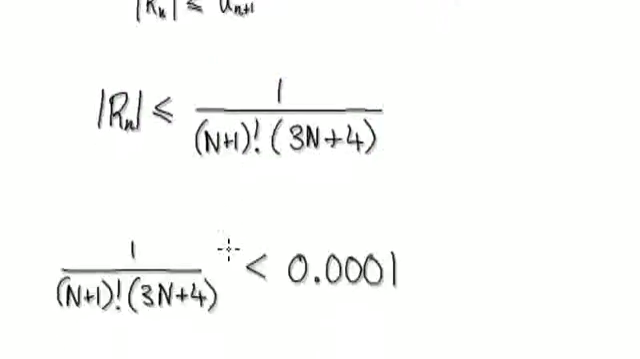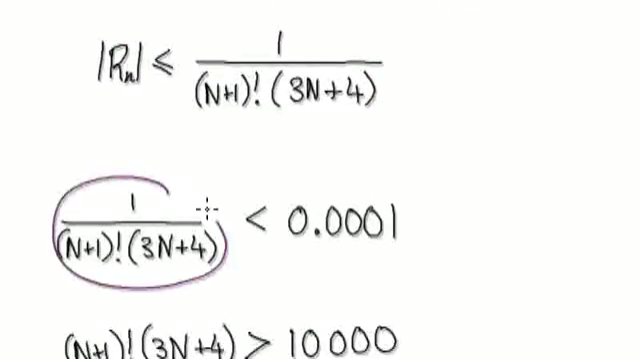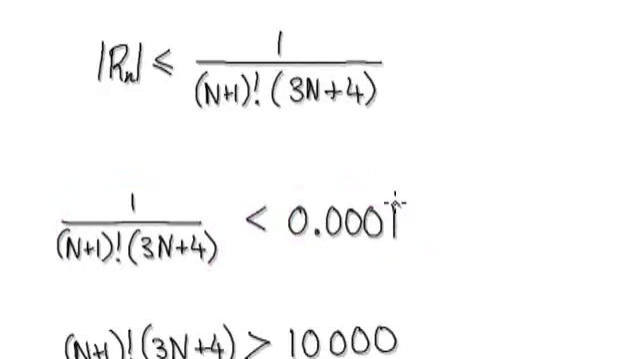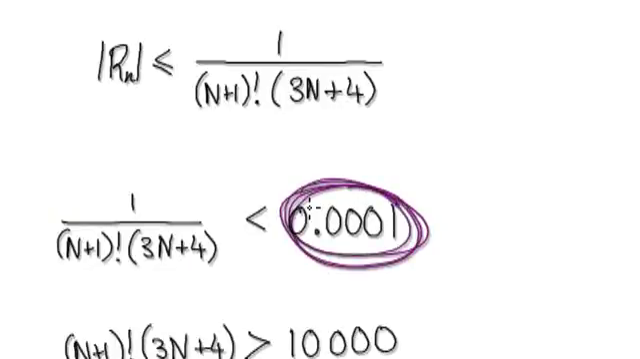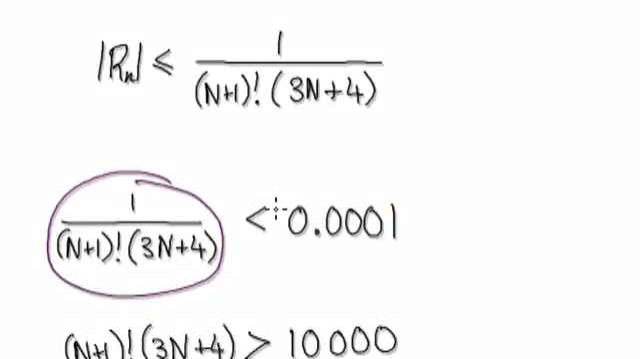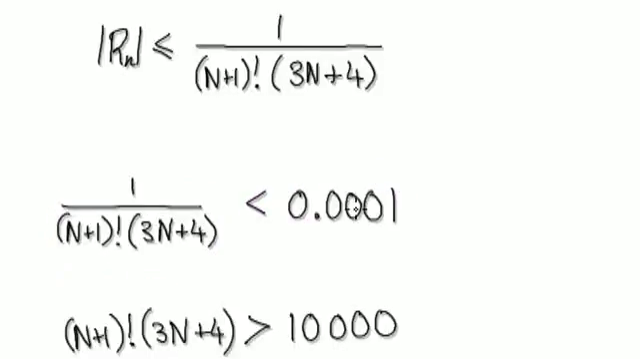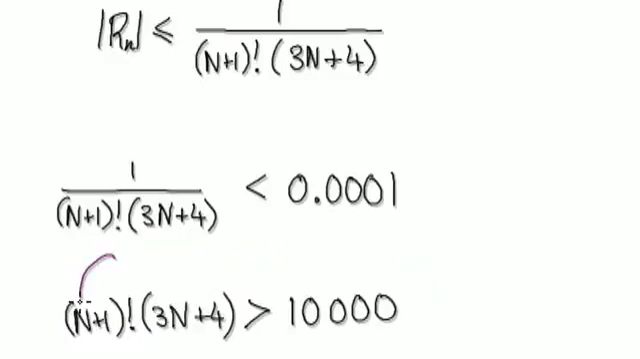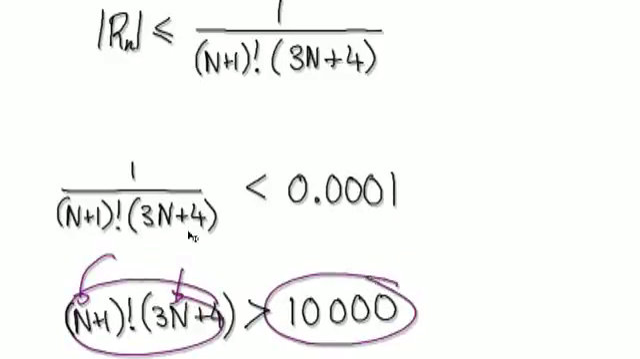Now we want our remainder to be strictly less than this. This was given right from the start of the video. We want our error to be within this level of accuracy, so we want our remainder to be less than this thing here. Now take the reciprocal, and that will give you this. Then we've got to search for a value of n where this side will be bigger than 10,000.